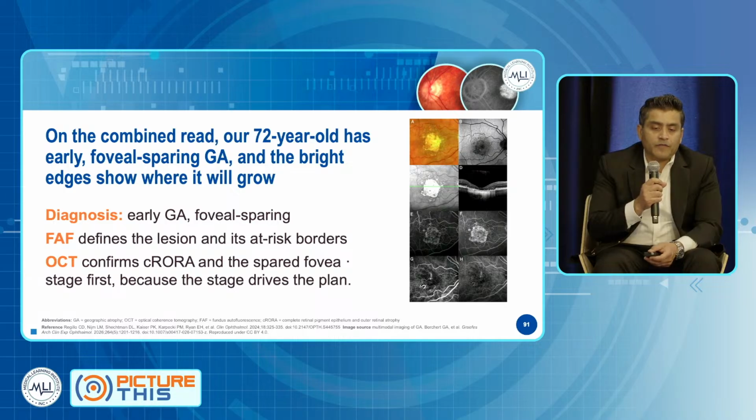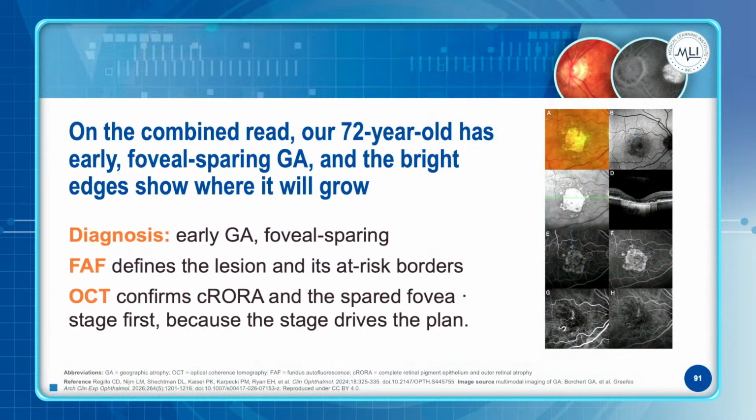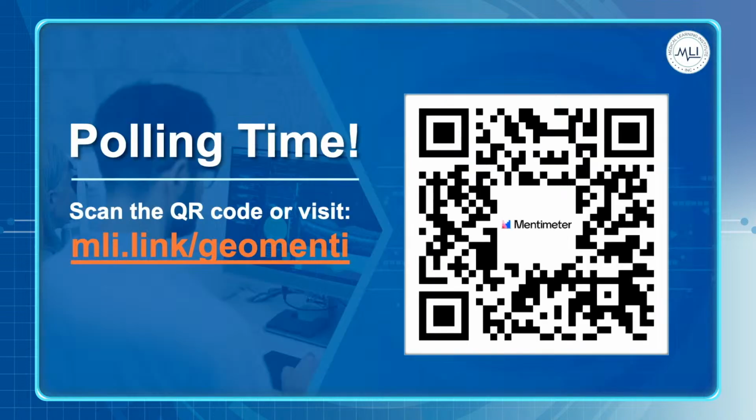when we have patients, right, we have to look at their imaging to start. And our 72-year-old patient with early foveal sparing GA that we started the program with, we see the hyperautofluorescence, they'll grow, the diagnosis is early, there is foveal sparing, and then we look at the FAF, and then we look at the OCT to compare.